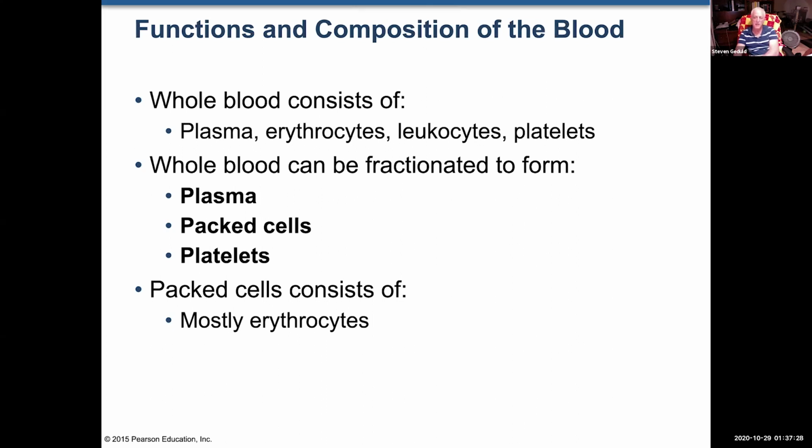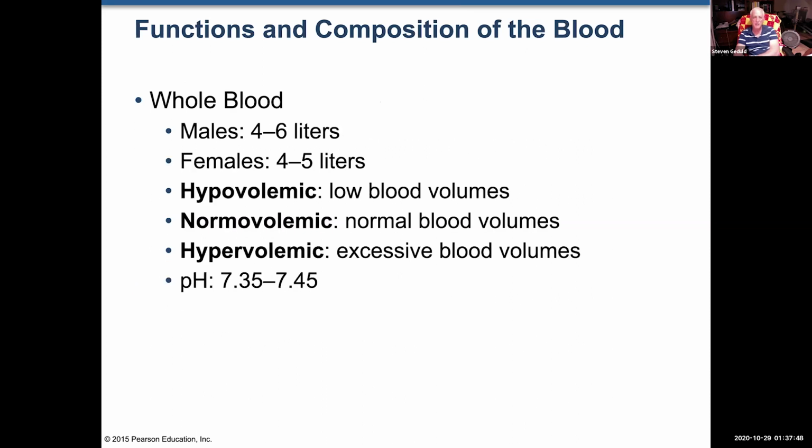So depending on what the patient's needs are, depending on what blood is being used, how it's fractionated. When you have packed cells, it's mostly your red blood cells. It has no plasma with it. That's going to make a big difference in some of our transfusions we'll be doing, whether they're safe or unsafe transfusions. So whole blood is your plasma and your formed elements, red blood cells, white blood cells, and platelets. Males usually have between 4 to 6 liters of whole blood in the body at one time. Females have 4 to 5 liters.